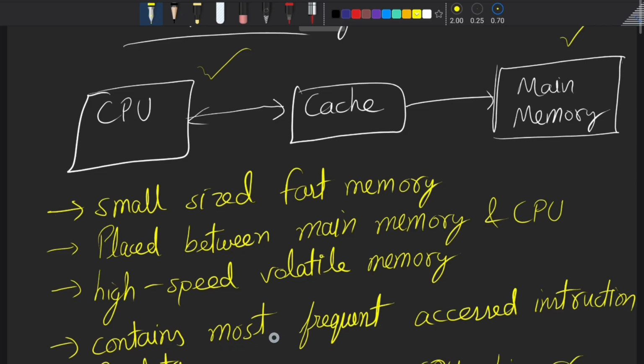It contains frequently accessed instructions and data. So cache memory contains most frequently accessed instructions and data, so that for accessing them the CPU doesn't have to go to main memory and can fetch them from cache memory directly, which saves us a lot of time.